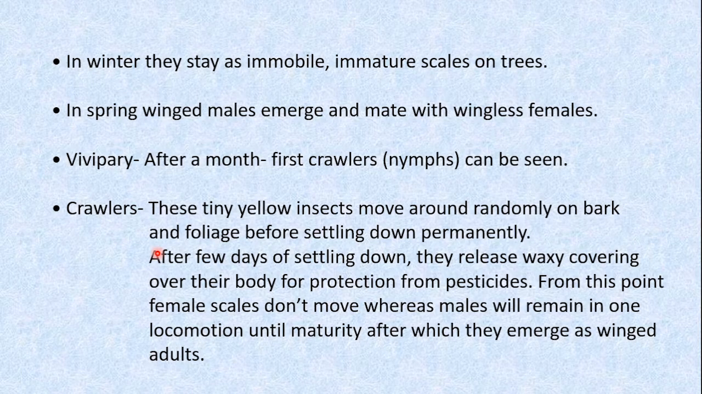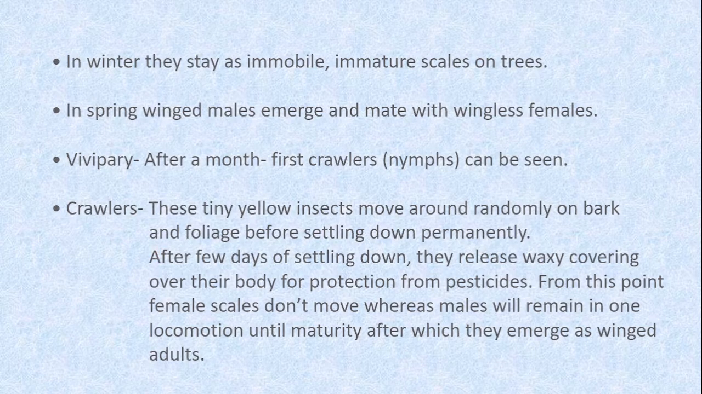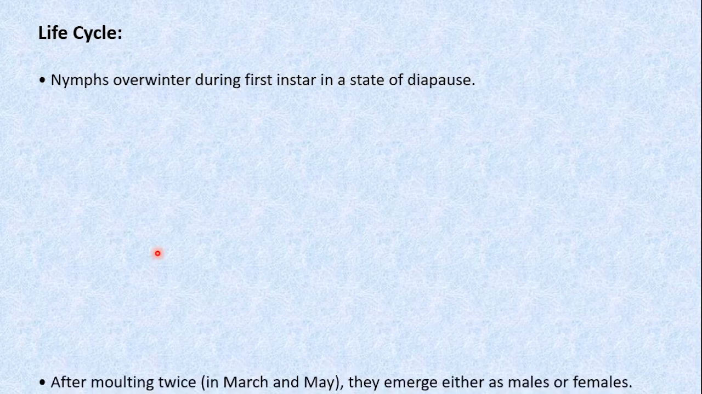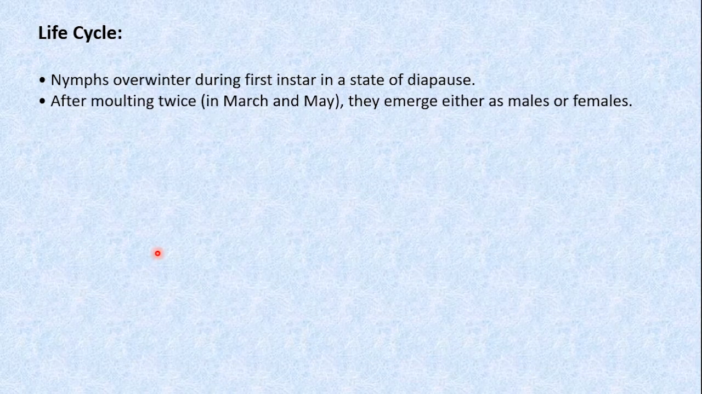Now, there is a difference between the males and females. In females, these scales are permanent, and in males, the scales are in locomotory motion until they reach maturity. We will see the various stages in various diagrams later, but let's talk about its very basic form of its life cycle. Now, these nymphs overwinter during first stage in a state of diapause, as you can see.